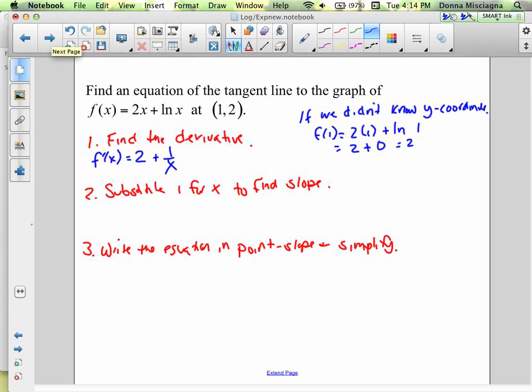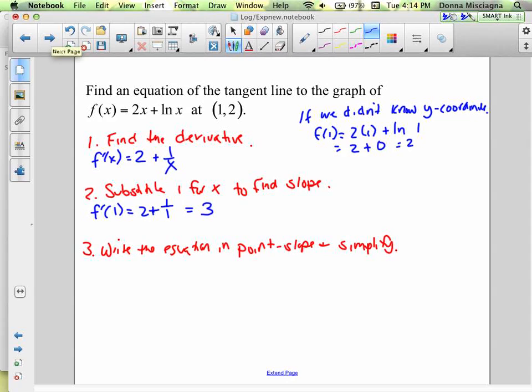We're going to find the slope, right? And so we plug into the derivative to find the slope. So we have f prime of 1 is equal to 2 plus 1 over 1. All that work to write takes so long, and I put an x instead of a 1. Come on. There we go. So plus 1 over 1, which is going to give us 3.